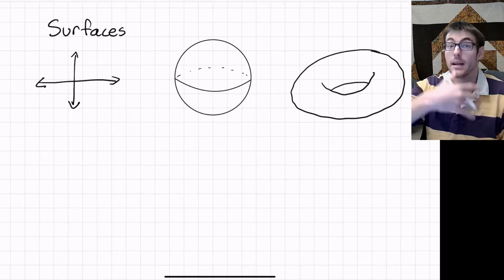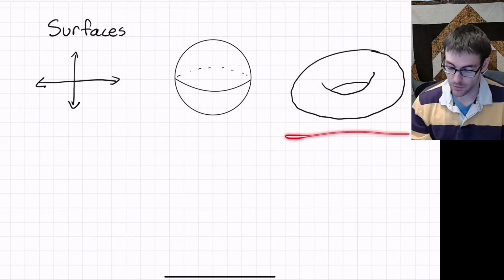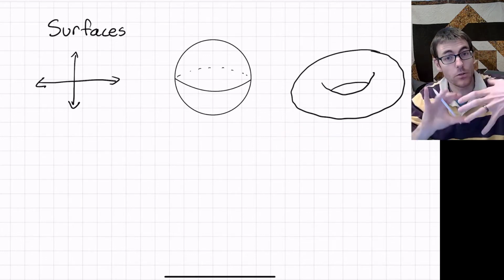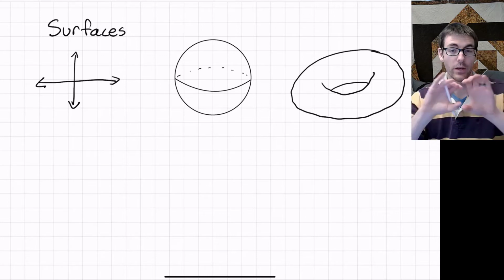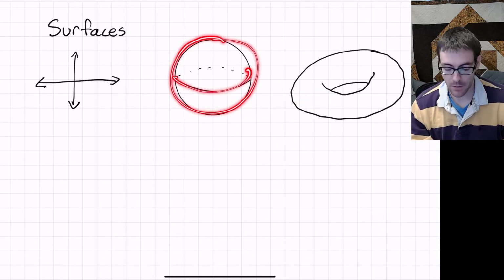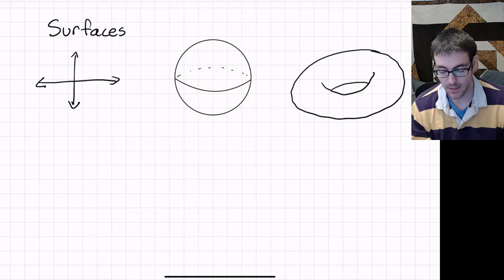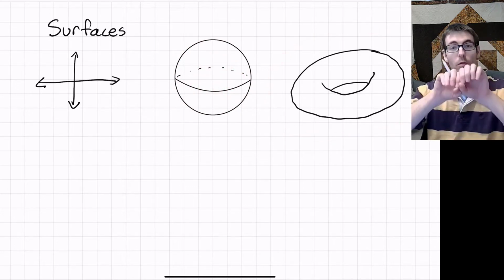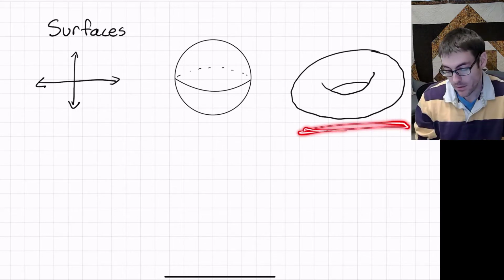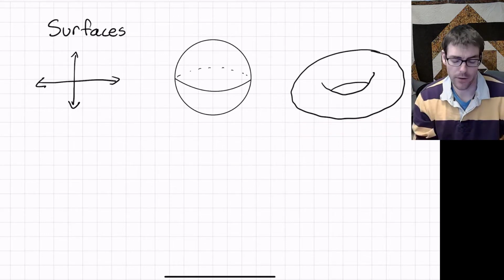Yet another example of a surface would be a torus. So a torus is the surface or the boundary of a donut. Right. So we don't care about what's inside of this. When we talk about a sphere, we're talking about the outside piece. We're not talking about the inside. Same thing with a torus. We're only talking about the surface of this shape. But you can see that this torus is different than a sphere.